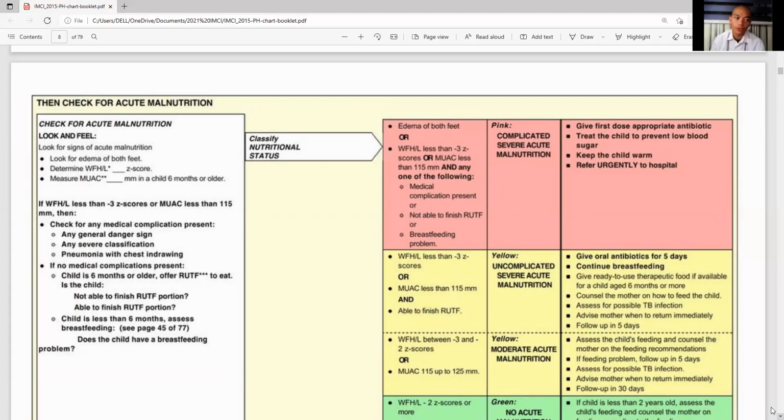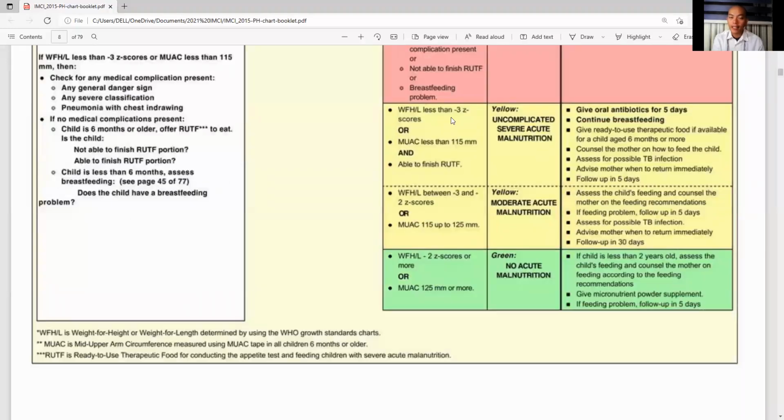Nutritional status. Okay, nandito yung mga danger signs, classifications. Classify again. Is there edema? Okay. Any of the following? May breastfeeding problem. There is complicated severe acute malnutrition. These are the treatment. If weight for height, weight for length is less than -3. What does this mean? I will show you later.